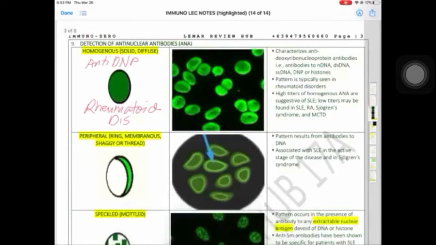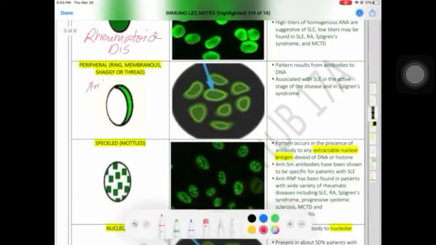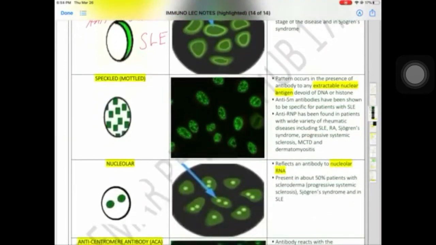Peripheral ring or membranous, it is associated with anti-double-stranded DNA. Remember, anti-double-stranded DNA is most specific antibody for SLE. So, patient with active stage of SLE will exhibit what type of staining pattern? Peripheral ring or membranous. Kaya naman po, huwag kakalimutan yung speckled or mottled pepper dot pattern.